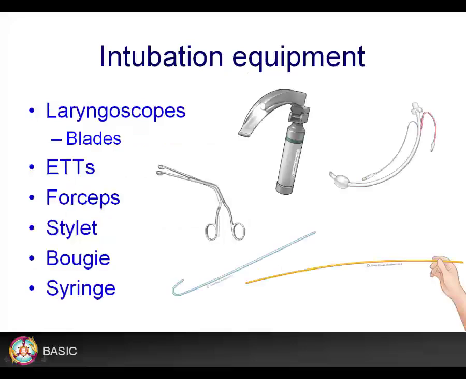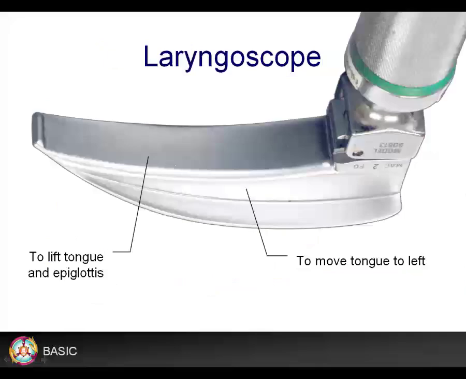Intubation equipment includes 2 laryngoscopes with at least 2 sizes of blade, endotracheal tubes, forceps, stilette, bougie, and syringe. Note that a laryngoscope blade has both horizontal and vertical parts. The vertical part allows the operator to move the tongue to the left. The horizontal part allows the tongue or epiglottis to be elevated at the appropriate time. Check that the light works and is bright.